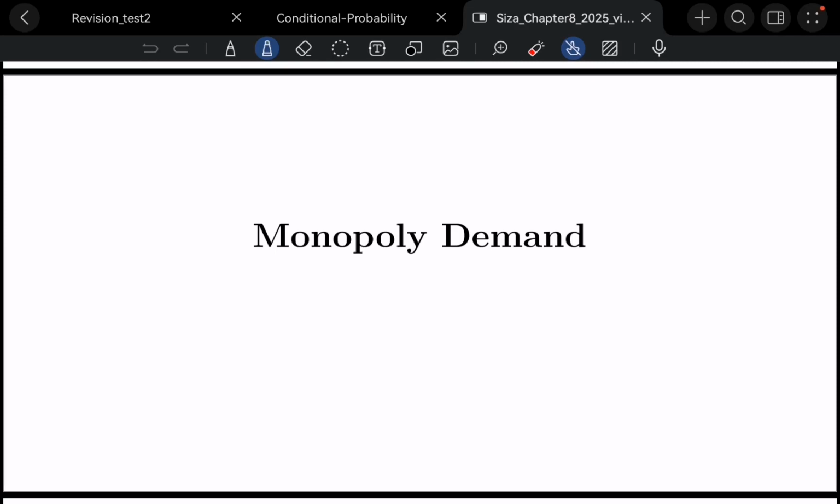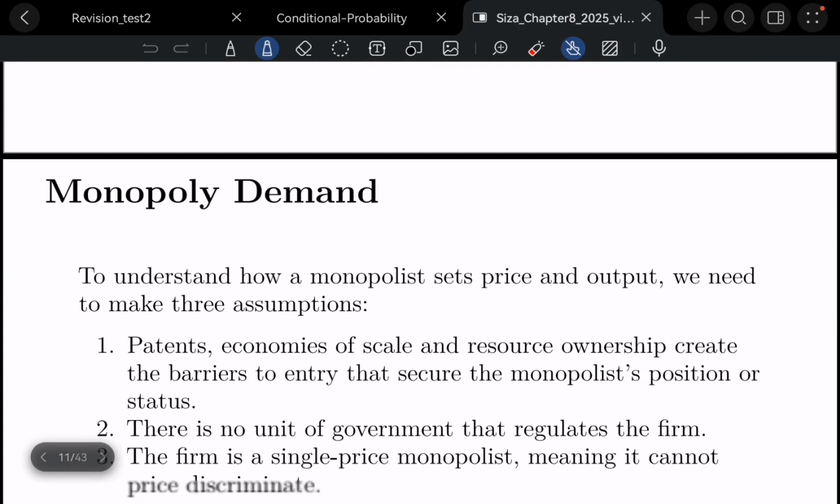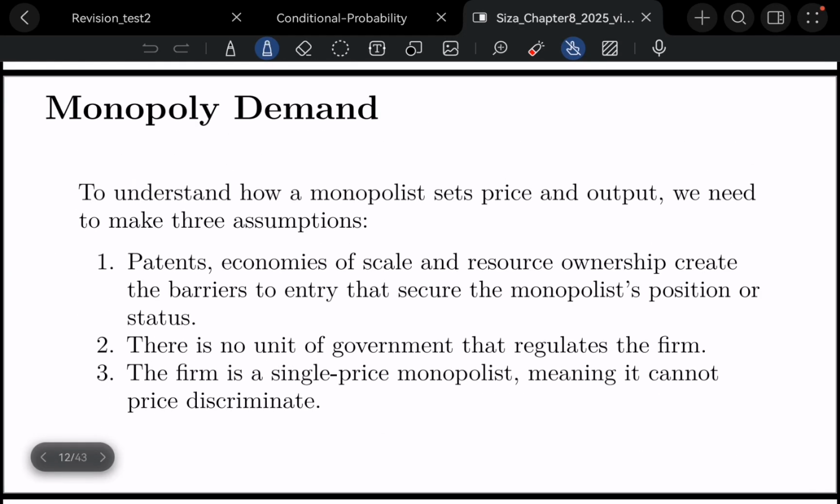Right, in this video, we'll be discussing monopoly demand, and this comes off the backdrop that now we understand the different characteristics of a monopoly, and some of these will definitely become important when we actually discuss monopoly demand. So, to understand monopoly pricing, we have a few basic assumptions that we have to put in place.